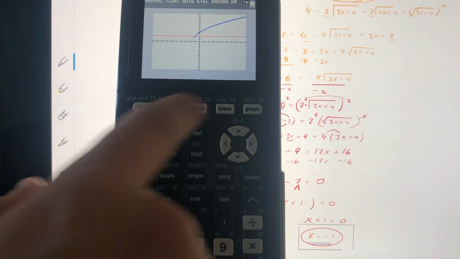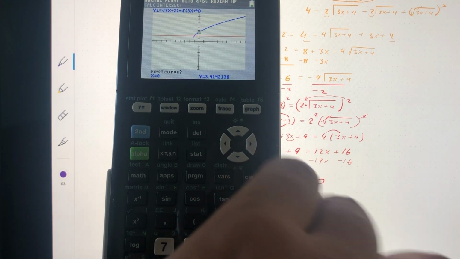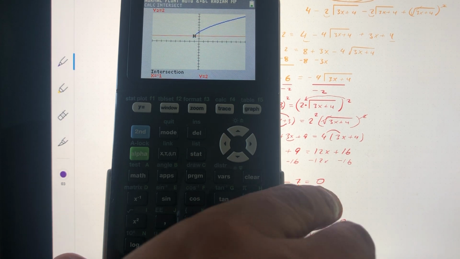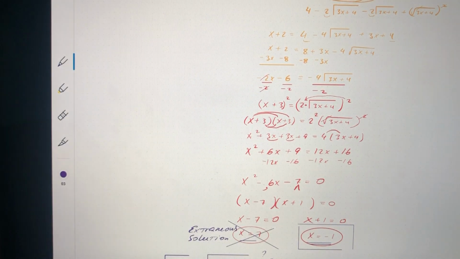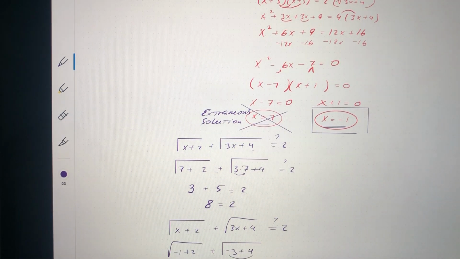So let's go to second calculate and see what that intersection is. So here is the first curve, there is the second curve, guess, yes we do. So here is the answer, and just like we thought it would be, it is negative 1. So our calculator has confirmed our result that the answer is really negative 1.